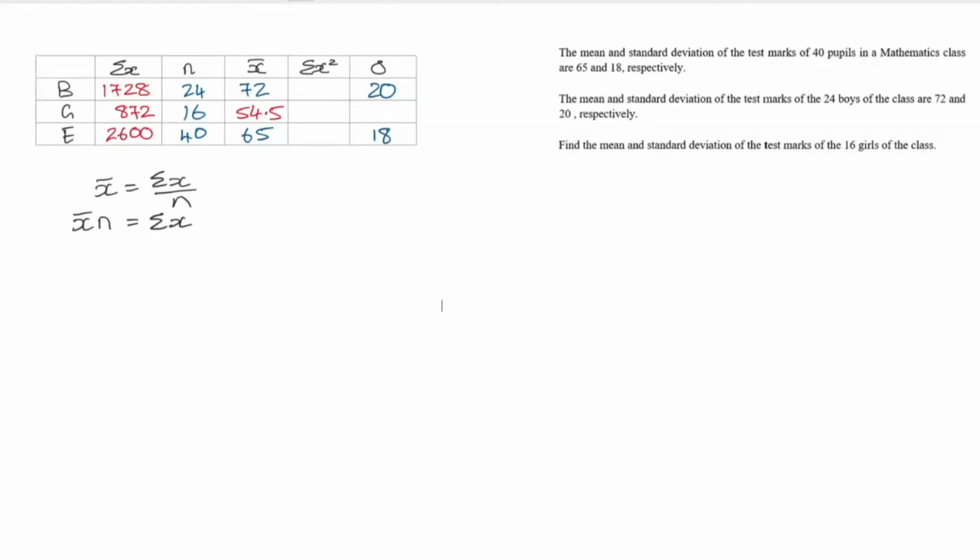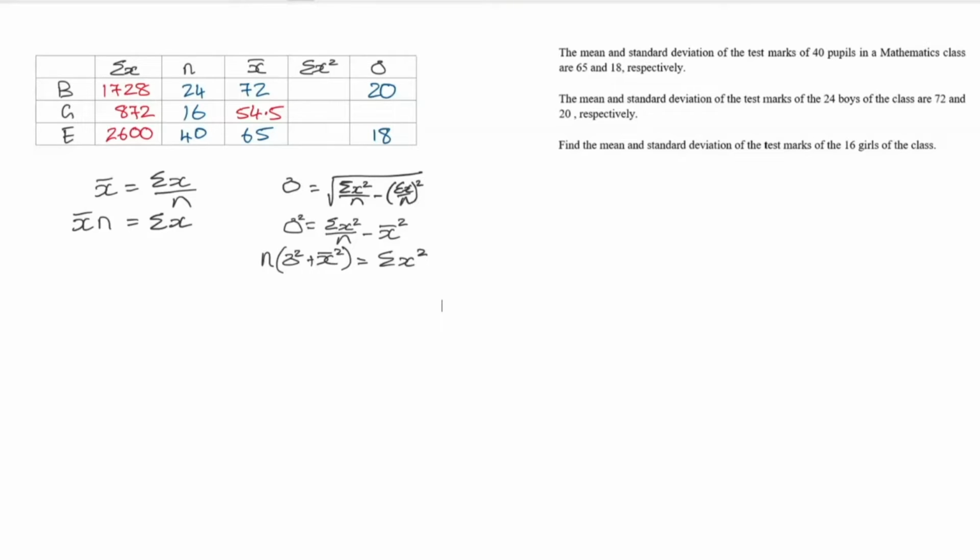We should be able to do something similar for the standard deviation. Let's look at the formula. So, standard deviation, sigma, equals the square root of the sum of x squared over n minus the sum of x over n squared. The only piece of information we don't know here is the sum of x squared. So we can rearrange and try to make that the subject. So we can square both sides, we can add on the mean squared, and then we can multiply by n. And that will leave us with sum of x squared as the subject.